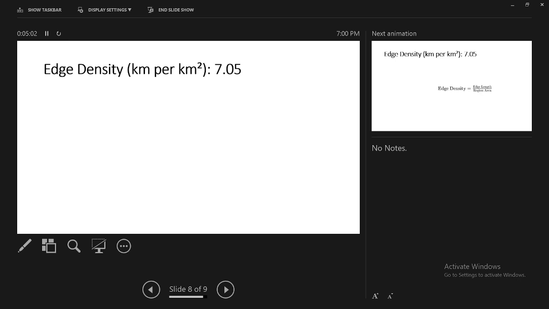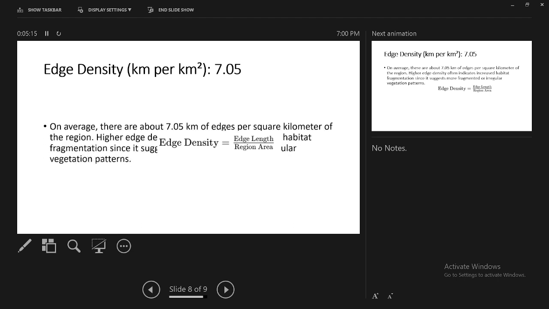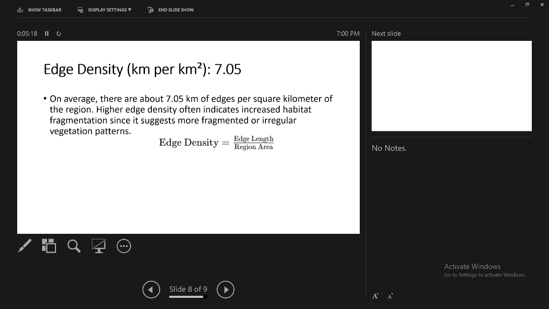And then edge density. Suppose I calculate the edge density as 7.05, and this is the formula for edge density: the edge length divided by the total area of your study area. It means that there are about 7.05 kilometers of edge per square kilometer of the region, and a higher edge density often indicates increased habitat fragmentation, since it suggests a more fragmented or irregular vegetation pattern. We find this when you get a high edge density. Further, I will show you how we can easily calculate this equation and also calculate the edge density.